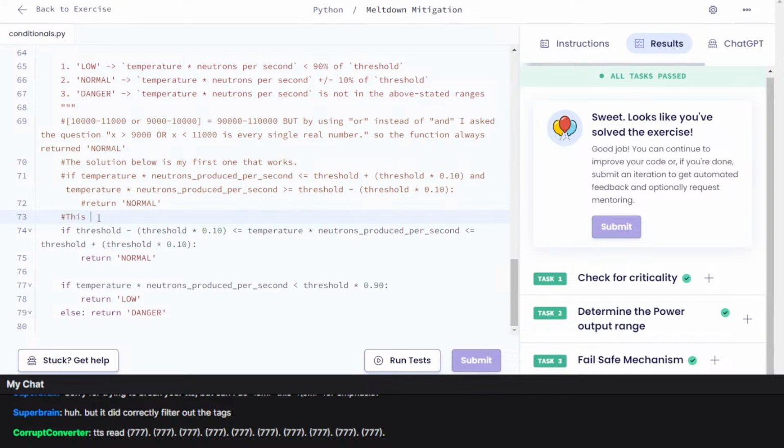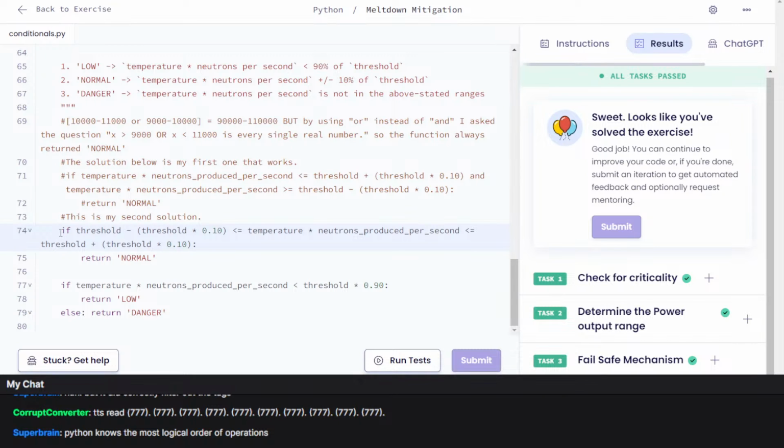Corrupt Converter says TDS is read my... 777. 777. 777. No, I need a classic Twitch chat. 777. This is what Twitch chat is like. 777. You've already done that before. Okay, TTS getting muted for a little while.